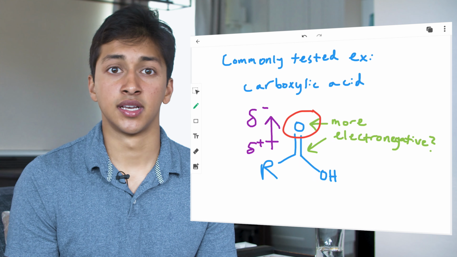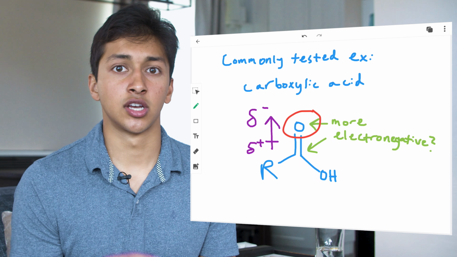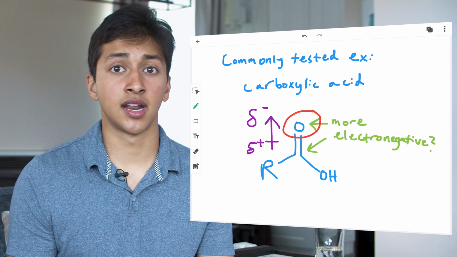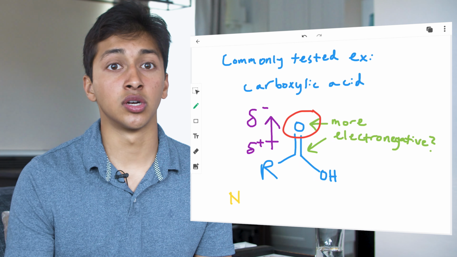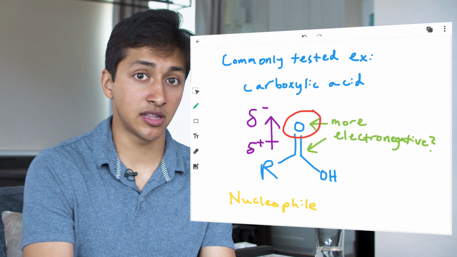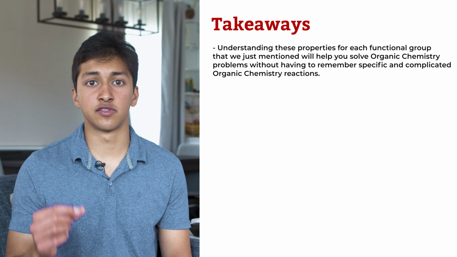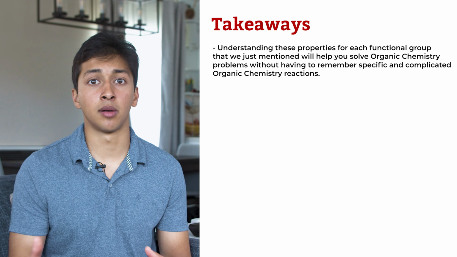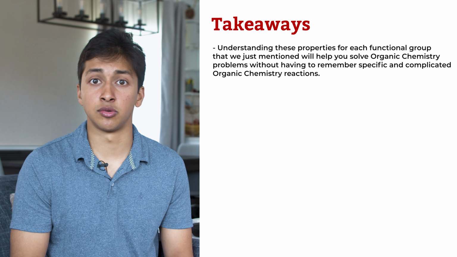Why is that important? It is important because this makes the carbon a reactive atom now. The carbon really wants electrons due to its partial positive charge, making it an electrophile, or something that likes electrons. And something with an extra pair of electrons, or a nucleophile, can now attack the carbon and engage in interesting chemistry. Understanding these properties for each functional group that we just mentioned will help you solve organic chemistry problems without having to remember specific and complicated organic chemistry reactions.